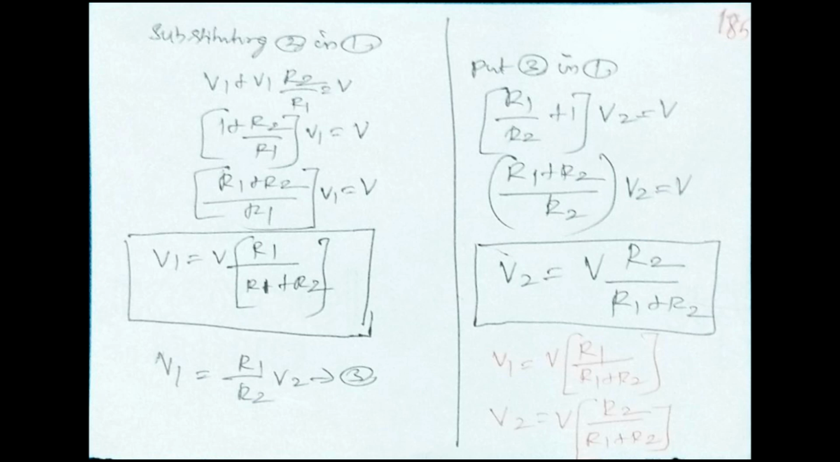Put 3 in 1. R1 divided by R2 plus 1, V2 is equal to V. R1 plus R2 divided by R2, V2 is equal to V. V2 is equal to V R2 divided by R1 plus R2. From the voltage division rule, we obtain the equations V1 is equal to V R1 divided by R1 plus R2, and V2 is equal to V into R2 divided by R1 plus R2.